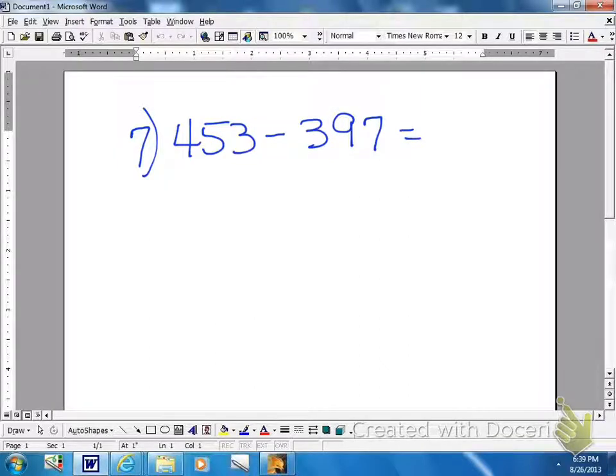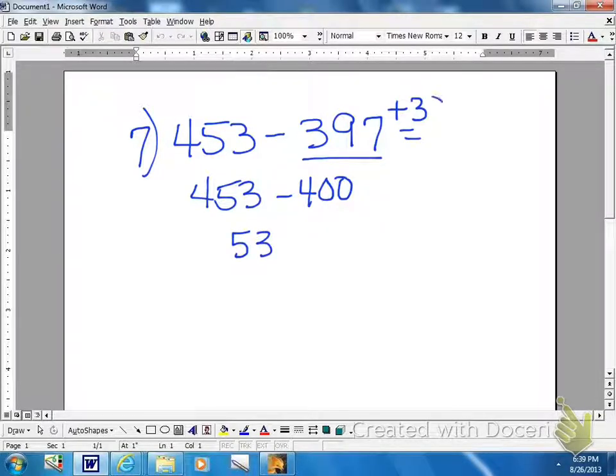And my last one, 453 minus 397. Something you'd have to line up and start subtracting by the ones place and borrowing and doing all that. But using compensation, you can say, hey, let's make 397 400. Let's add 3 to that, okay? And make it 453 minus 400. Much easier to solve. If I take 400 from 453, I have 53 left. But look, I took away 3 too many. So I need to add 3 back to that, which would get me 56.